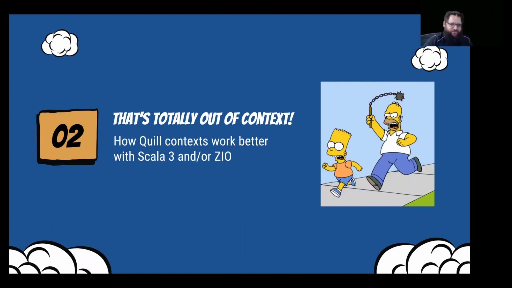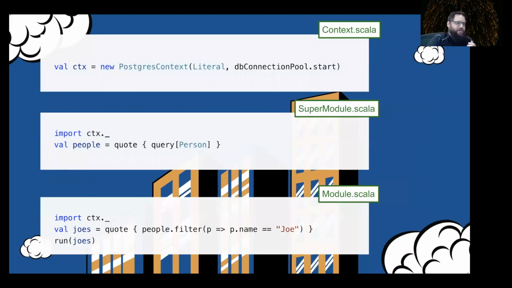Now, I'd like to talk about Quill contexts, and talk a little bit about how it's improved in Scala 3, and also some interesting notes about the Quill ZIO context as well. So here's a Quill context.